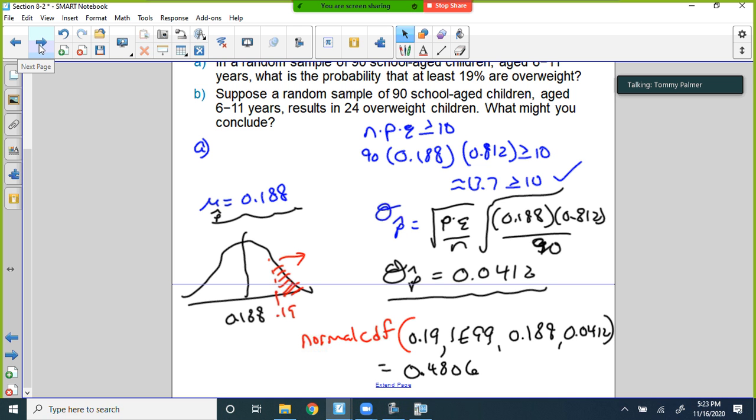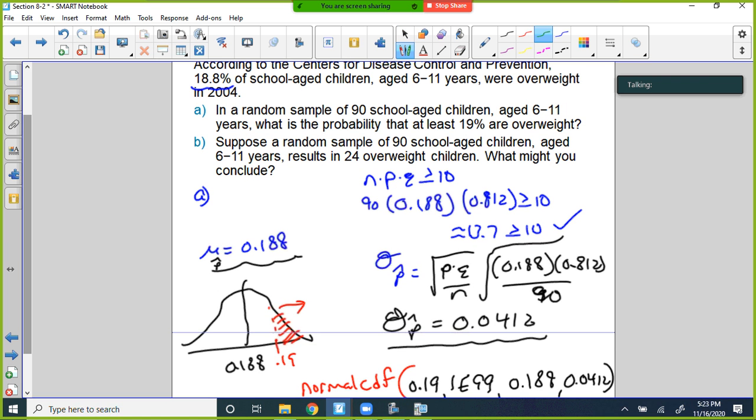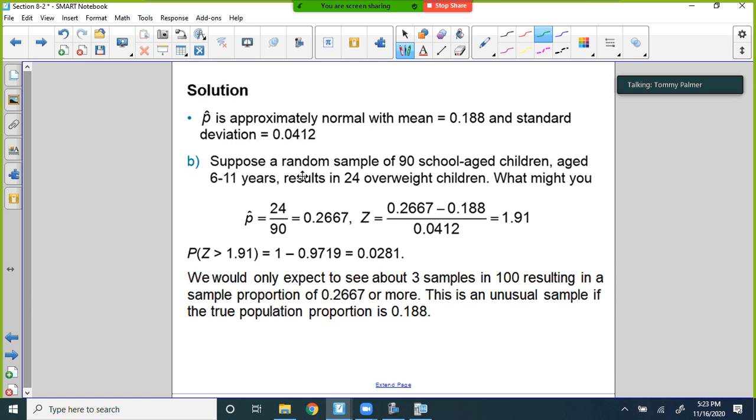All right, so let's do part B. Suppose a random sample of 90 school-age children aged 6 to 11 results in 24. Note that in part A, they gave us 19%, right? That's p-hat. But look in B, they're giving us an X value, right? So let's do this from the worked out example. We've got p-hat is 0.2667, right?